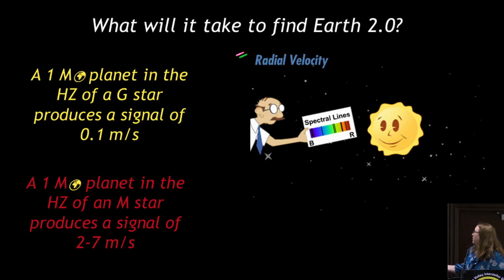This is the radial velocity method. I mentioned before, it's where we found some of the first extrasolar planets, the famous one being 51 Peg. In case you want to know, the precision we're going to need to detect a one Earth mass planet around a star like the Sun in the habitable zone is about 0.1 meters per second. If I wanted to look for an Earth mass planet in the habitable zone of an M-dwarf, then I'd have to have a precision of 2 to 7 meters per second. So how are we doing right now?